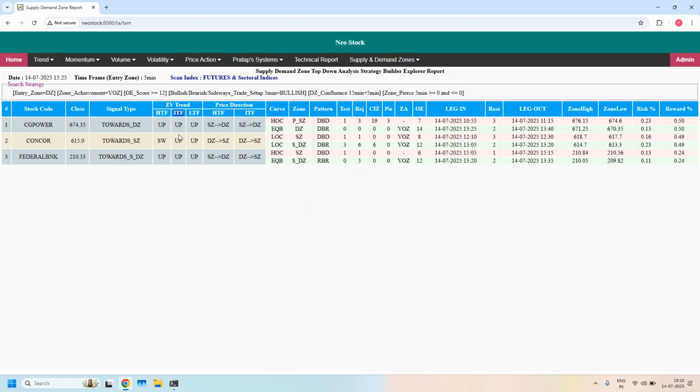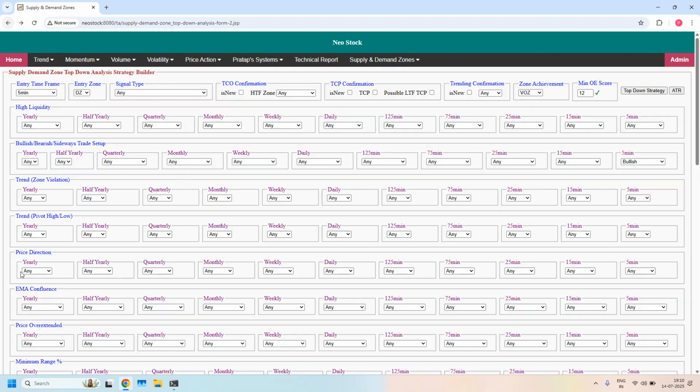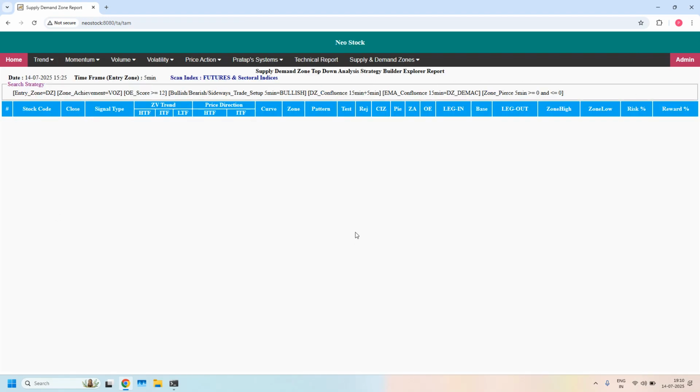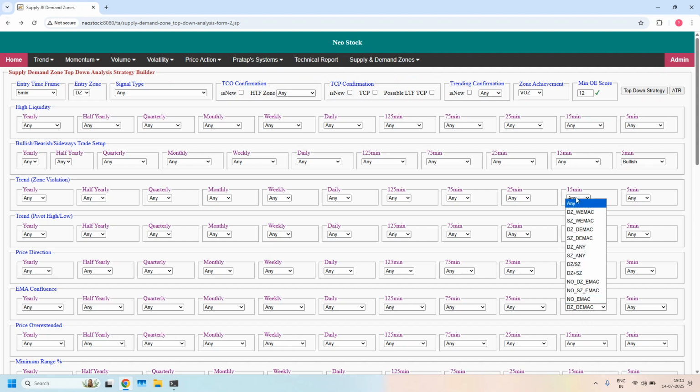And 15 minutes trend is up. Let's verify any EMA confluence on 15 minutes time frame. I'm checking 15 minutes demand zone with daily EMA. None of them are having it, so no high probability. But we will check LTF, ITF, HTF demand zone confluence supported stocks.